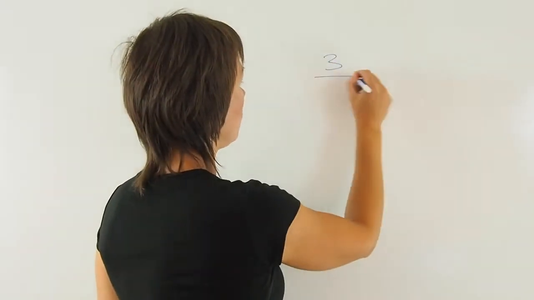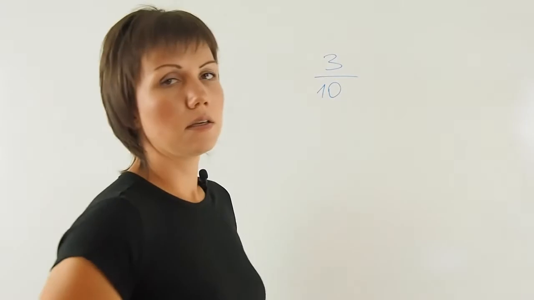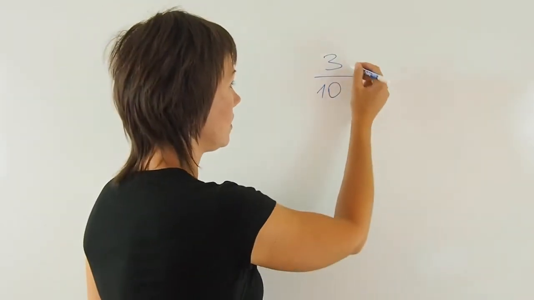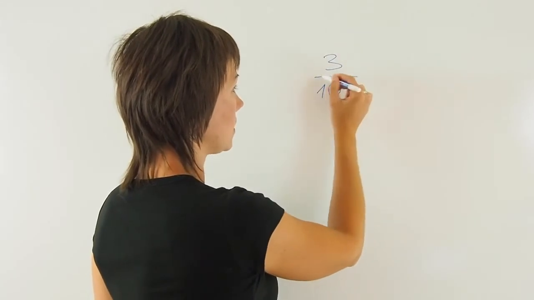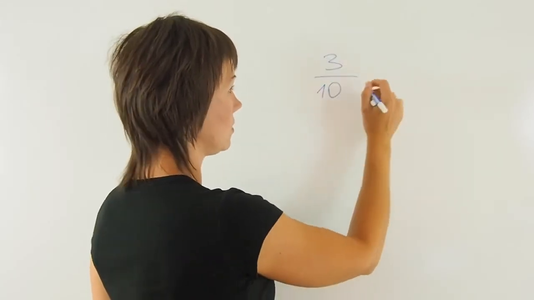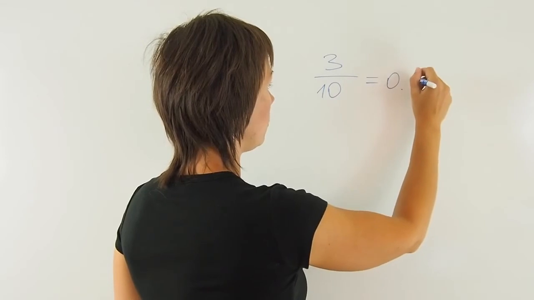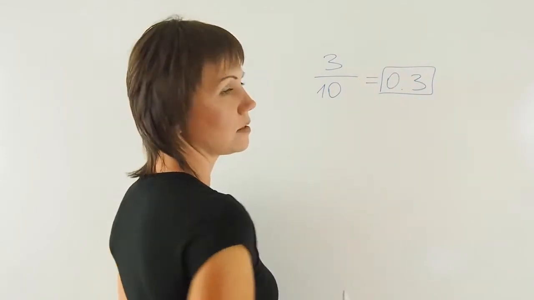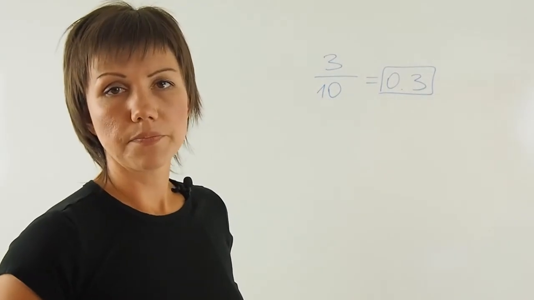Let's look at it. So 3 over 10 can be read as 3/10. And if I divide 3 by 10, because the fraction line means division, I will get 0.3. 3/10. This is a decimal.